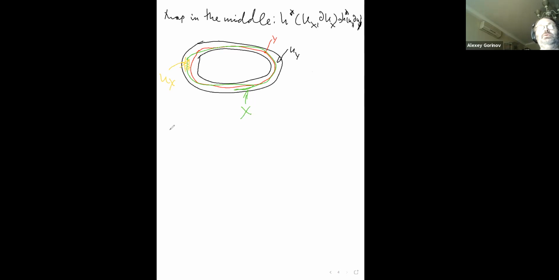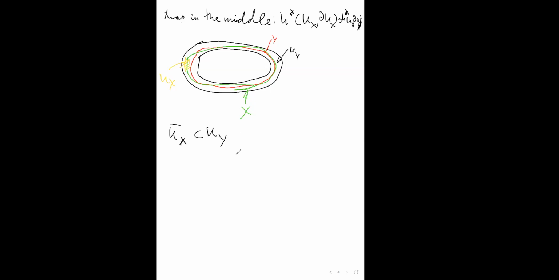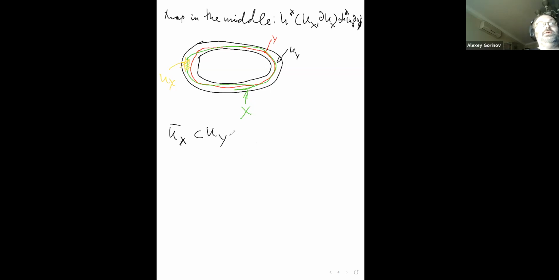Okay, so ux is assumed to be inside the interior of uy, meaning the closure of ux is inside uy. Now we want to construct this map. How do we go about this? Well, to do this, we need to use the excision property a few times.